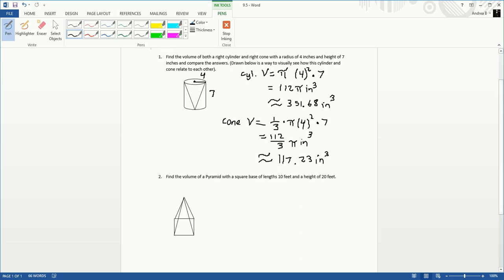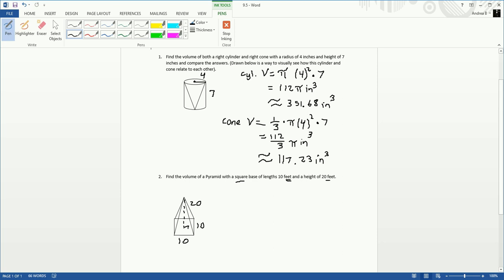For number 2, we're just finding the volume of a pyramid. This one has a square base with lengths of 10 feet and height of 20 feet. The units will more than likely be there, but the picture may or may not be. So here we have a base with 10 feet, so that means 10 is the length and the width for the base, because it is a square base here. And then the height is 20 feet, so if we're going from the top down to the base and we form that right angle, that would be what the 20 would be.